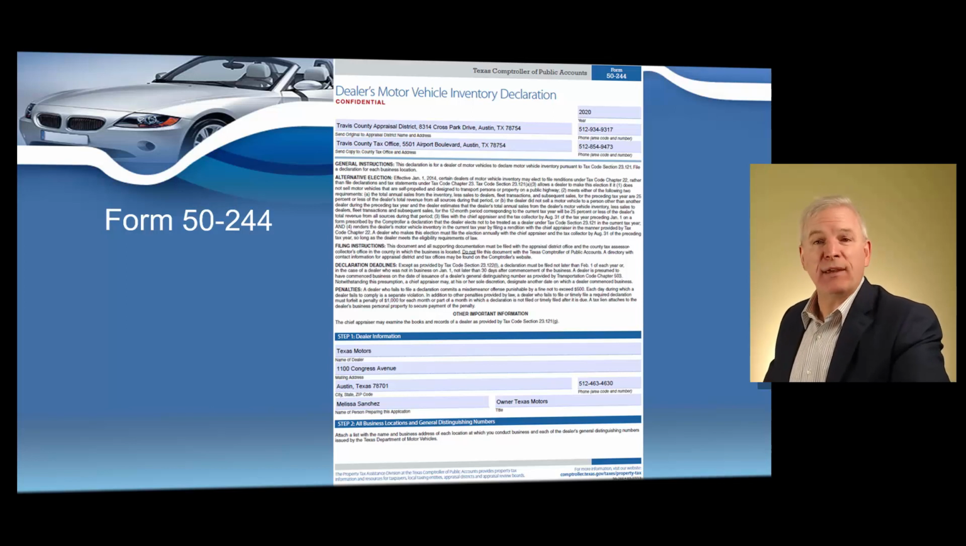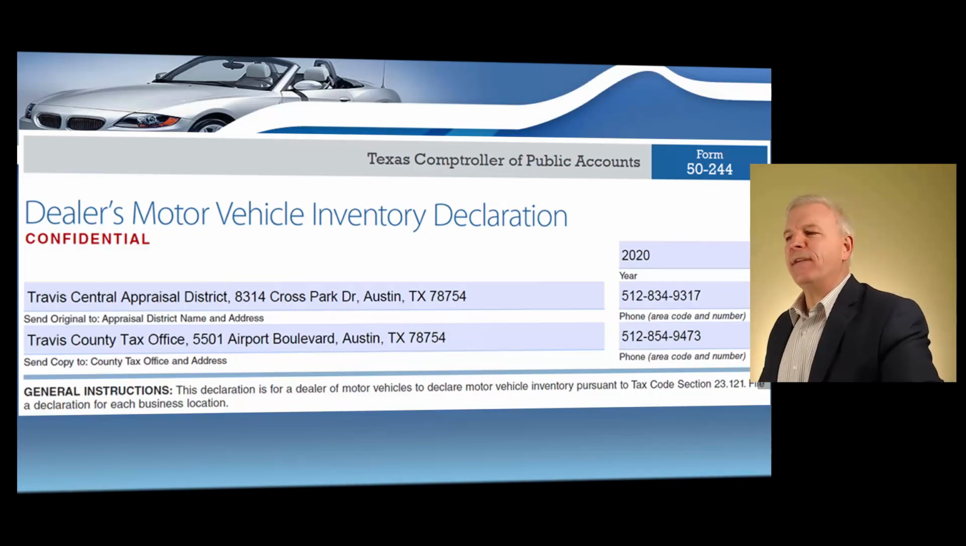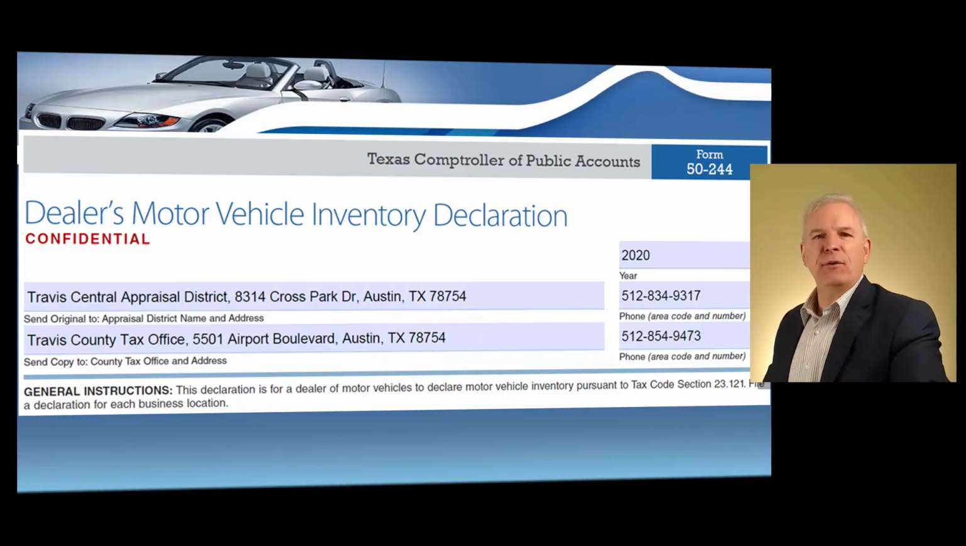In fact, if you make any mistakes on this form, I promise you they will certainly be contacting you. So let's magnify this form here to ensure that you know how to complete it correctly. Once again, this is the Dealer's Motor Vehicle Inventory Declaration form 50-244. Be sure to enter the year that you're declaring at the top right, and then you'll enter your county appraisal district address. This is the address you will be sending the original to, and don't forget to put the phone number there as well. Then you're going to enter the county tax office contact address, and this is the address that you're going to send the copy to.